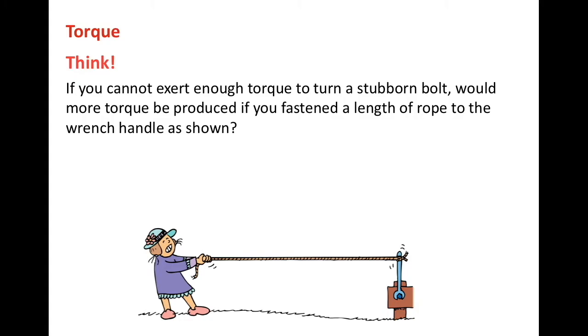If you cannot exert enough torque to turn a stubborn bolt, would more torque be produced if you fastened a length of rope to the wrench handle as shown below? So here is a picture of a girl who has decided to put a rope on the end of this lever, and she's trying to get this to turn because she couldn't get it with just her hands. What do you think?